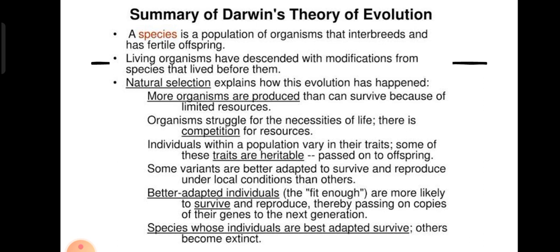the necessities of life. Individuals within a population vary in their traits. Some of these traits are heritable, which are passed to their offspring. Some variants are better adapted to survive and reproduce under local conditions than others. Better adapted individuals, or fit enough, are more likely to survive and reproduce, thereby passing on copies of their genes to the next generation. Species whose individuals are best adapted survive, others become extinct.